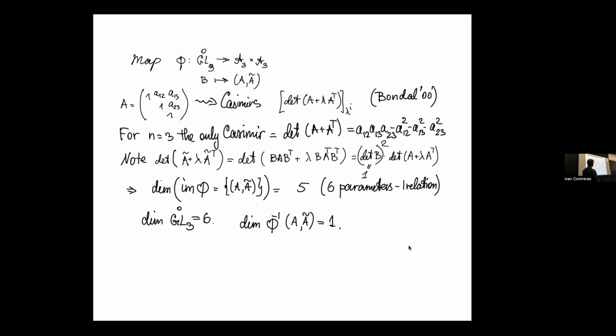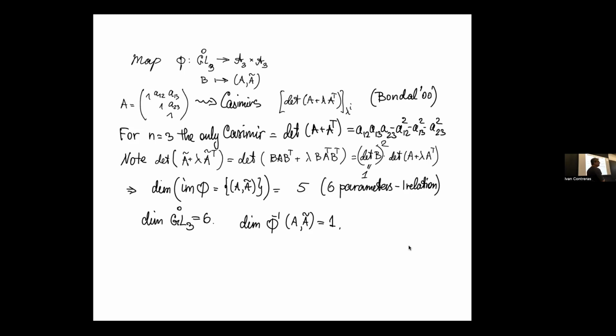How one can see it? It's very well known that with respect to the natural Poisson bracket on this space of unipotent upper triangular matrices, there are Casimirs of this Poisson bracket, and all Casimirs are given by the coefficients of determinant of A plus lambda A transpose. So you just expand it in powers of lambda, and each coefficient is a Casimir. For the case n equals 3, the only non-trivial Casimir is just determinant of A plus A transpose, which is the following expression.